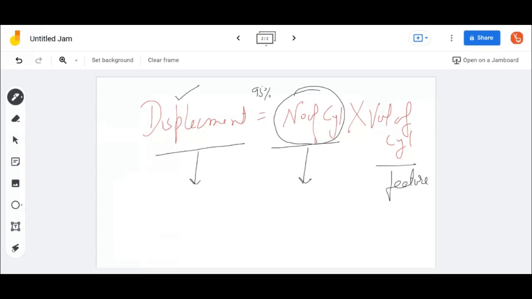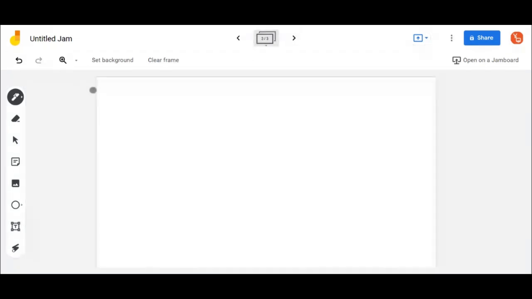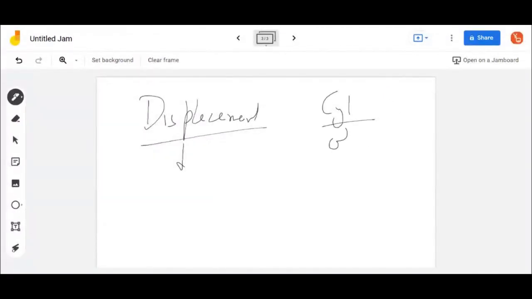So one is this. Second is from the perspective of modeling. Displacement is given to me as a continuous variable. I need not do any further processing on it. But the number of cylinders is given to me as an object or as a category, right?